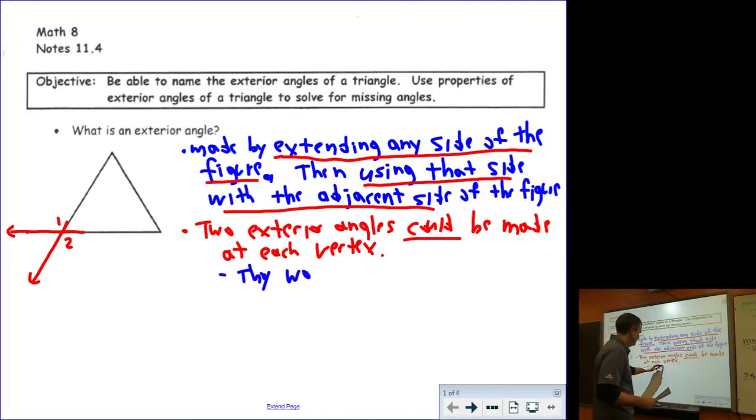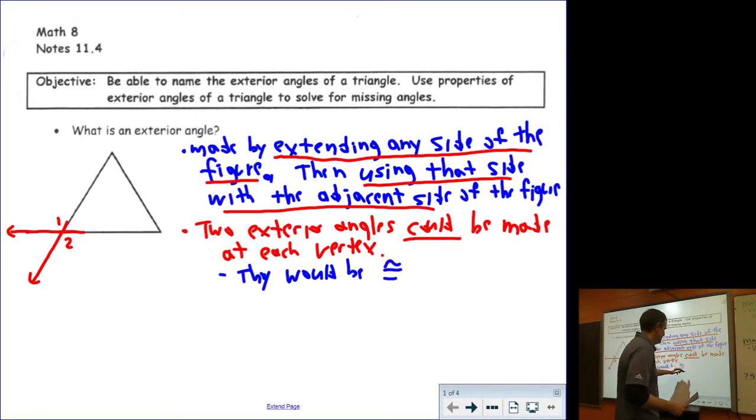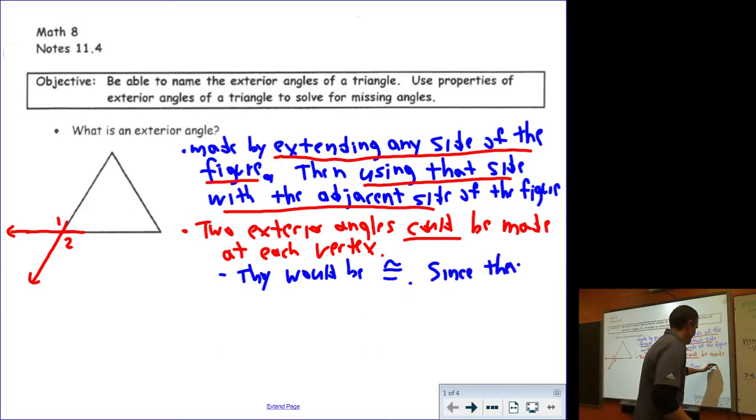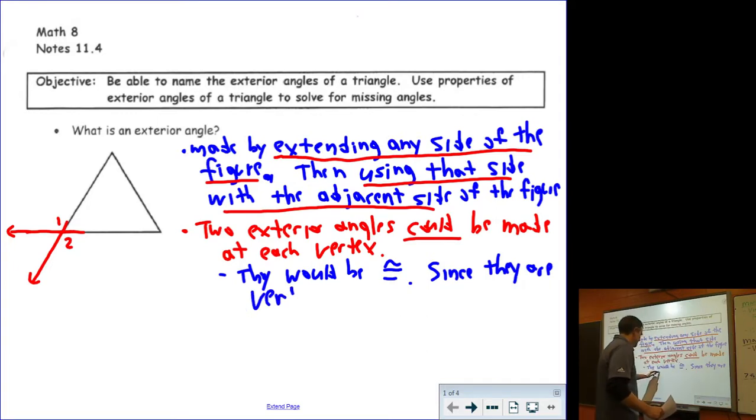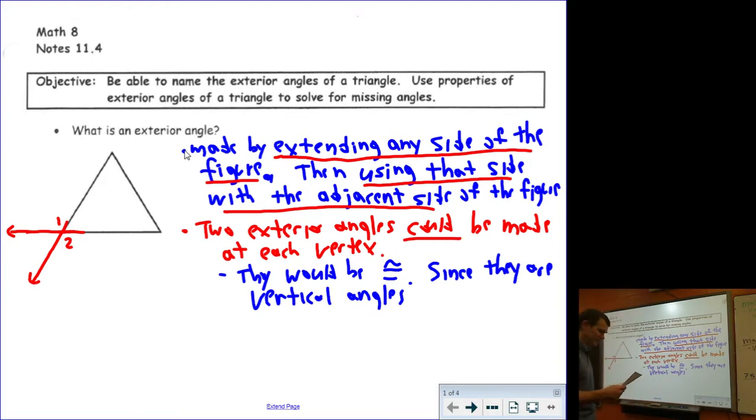These two angles would be congruent to each other. Why would they be congruent to each other? Since they are vertical angles, right? Angles 1 and 2, both exterior angles for that triangle, are vertical angles, so they would be equal to each other. Notice that this angle in here between them is not an exterior angle, right? An exterior angle must be made by extending one side of the triangle and using the adjacent side. So you can't use the two extensions to make an angle. So this is not an exterior angle.